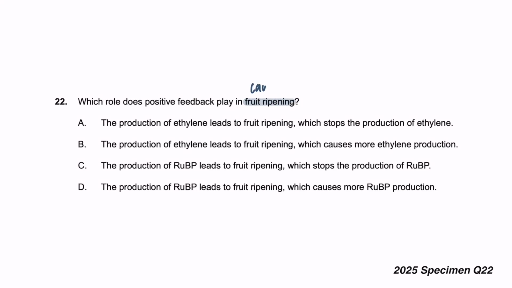Fruit ripening is caused by a plant hormone called ethylene. When a fruit ripens, more ethylene will be released, so more fruits will ripen. This is positive feedback.